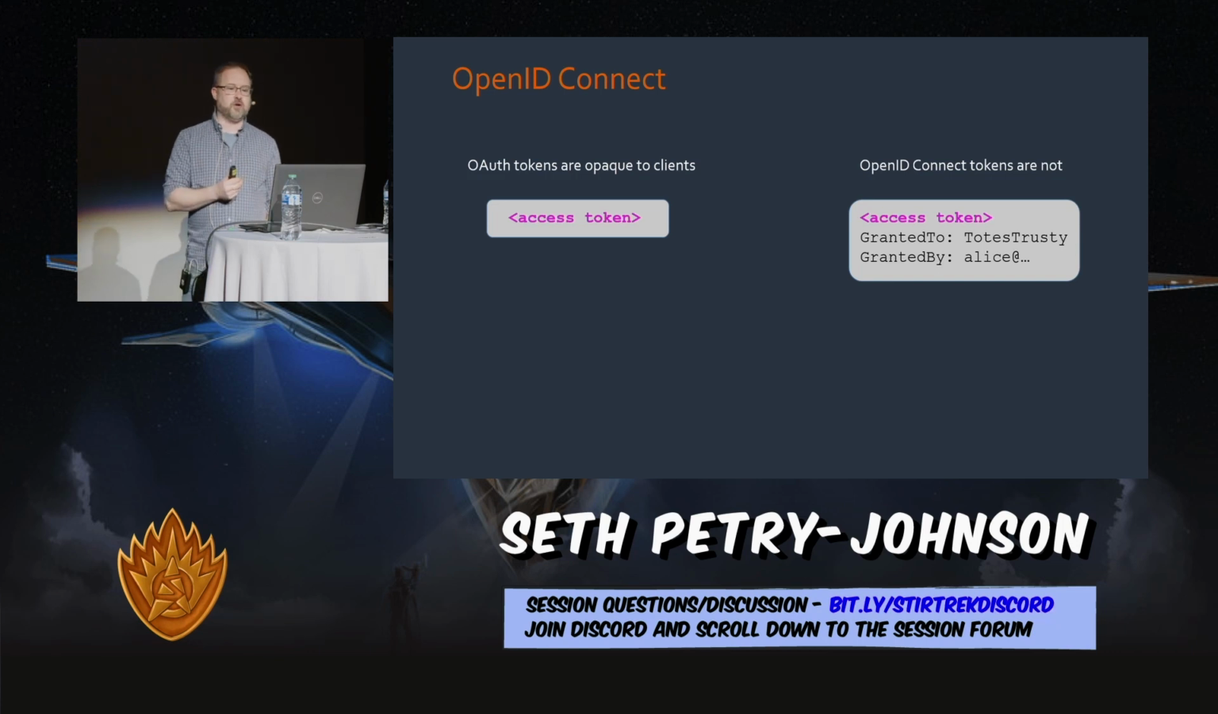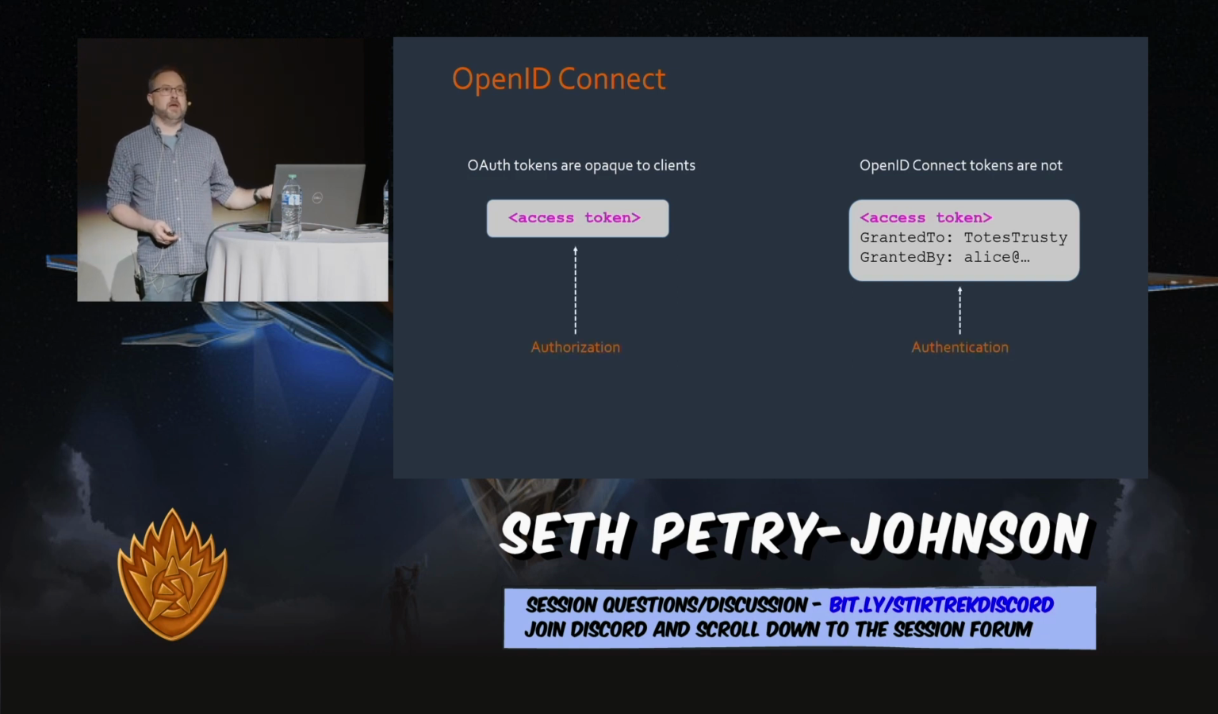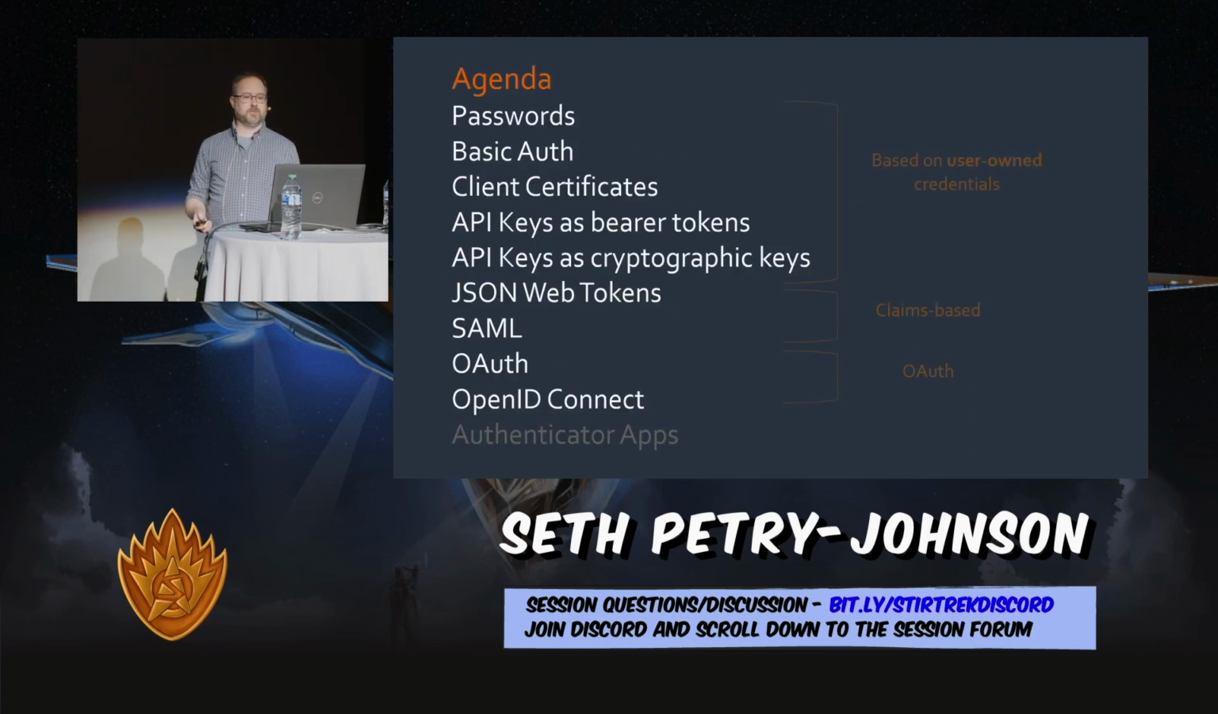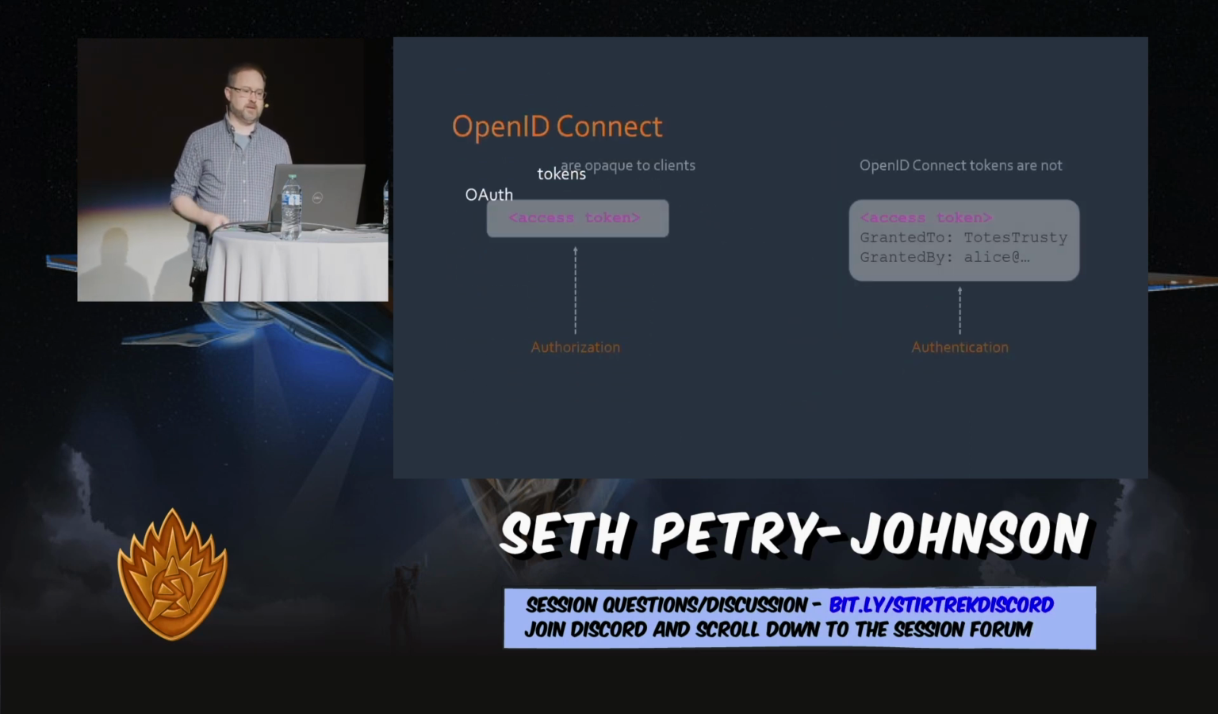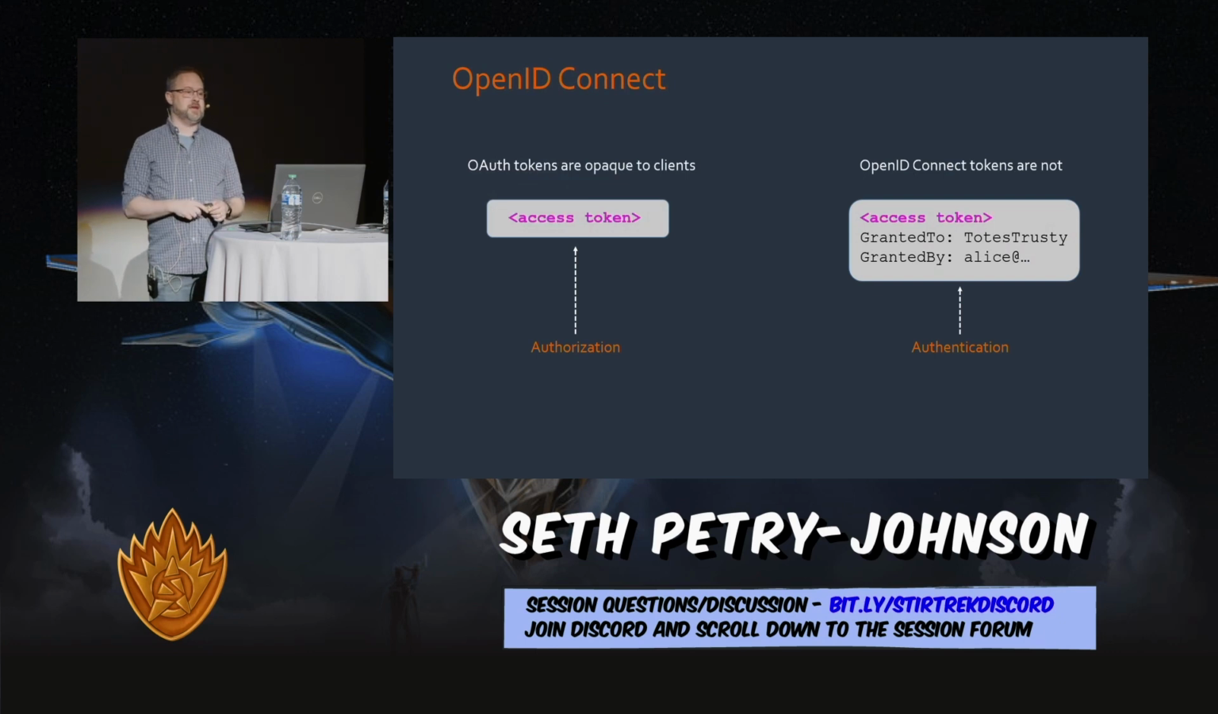Normal OAuth access tokens are a black box, right? The clients can't get any data out of them. OpenID Connect extends OAuth 2.0, and it adds extra tokens that have a well-known format, so the client can extract data from that token. And they can extract things like audience restriction and identity claims. So normal OAuth is for authorization only. If you want authentication too, then you want to use OpenID Connect because you get the additional tokens.